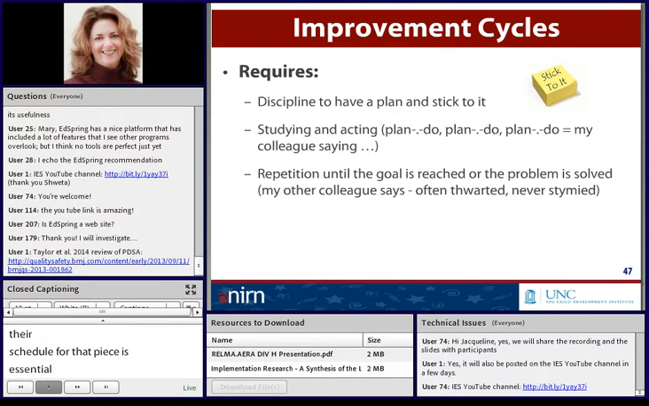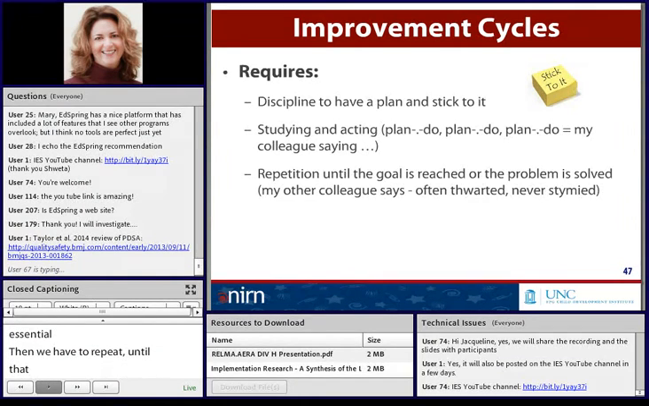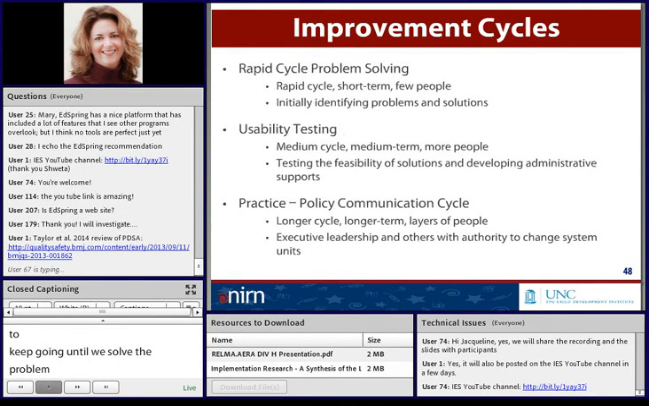And then we've got to repeat until that goal is reached. It's a cycle, at the end of a plan, do, study, and act cycle, so we need to keep going until we solve the problem. Caryn, who's on the line, I've got her quoted there with, as she often says, we're often thwarted but never stymied.